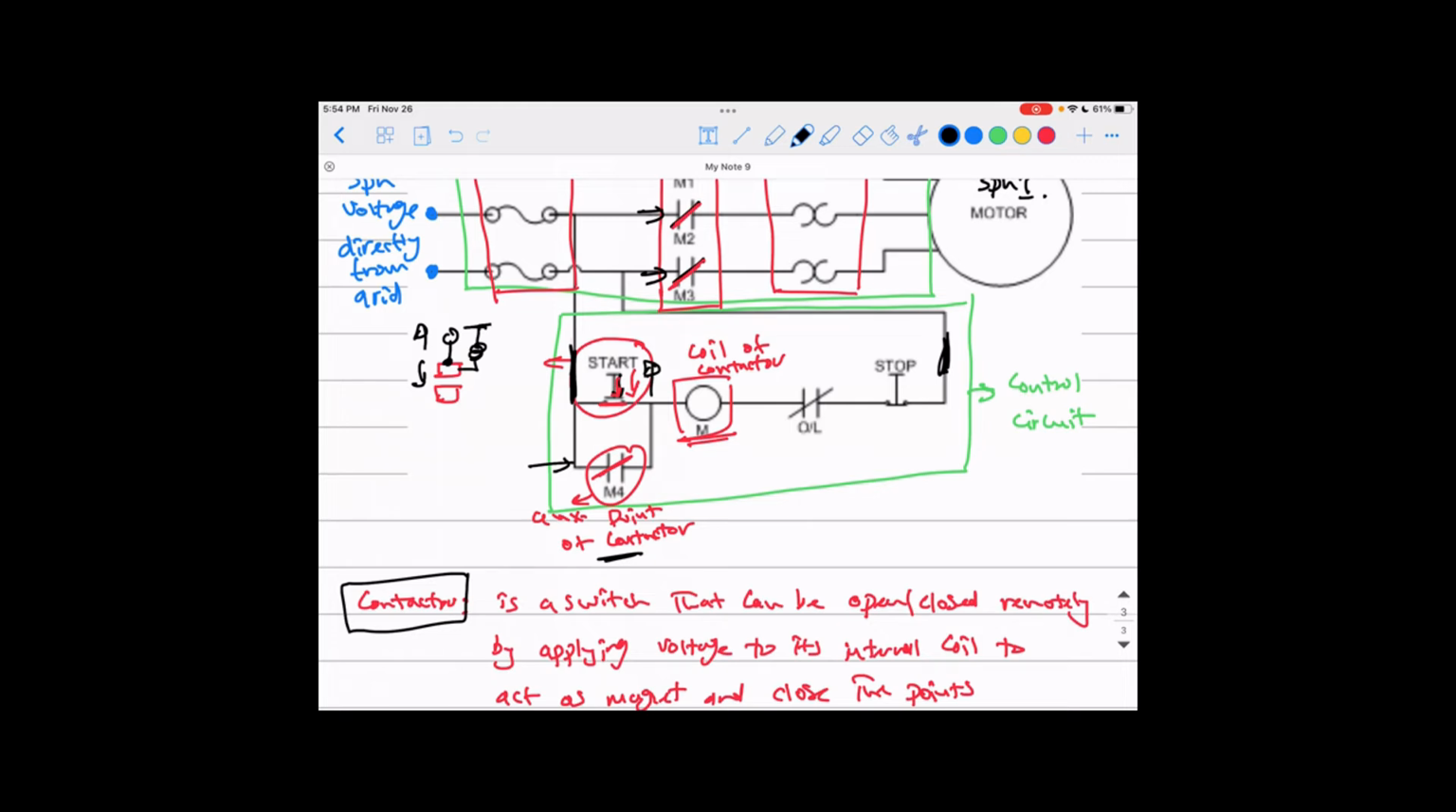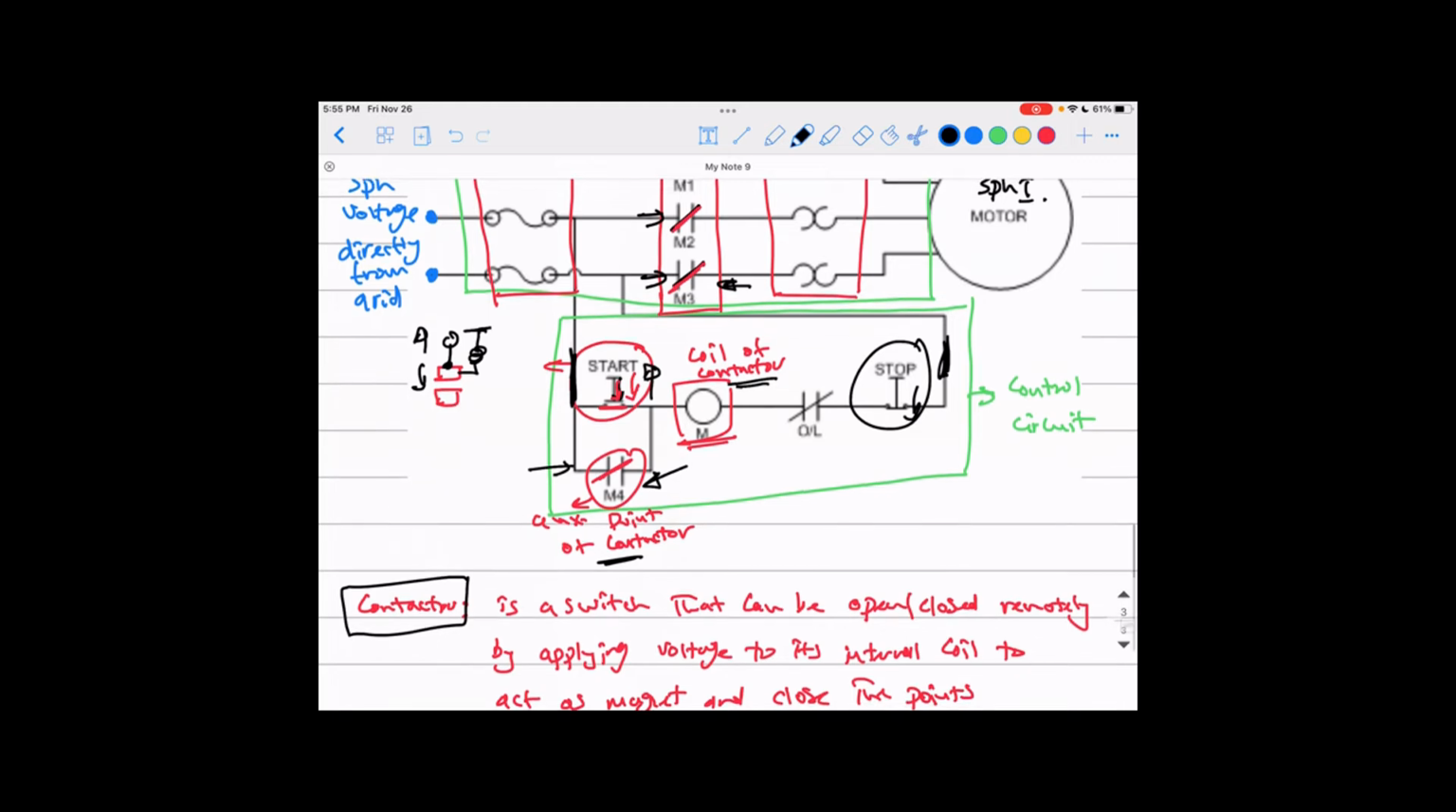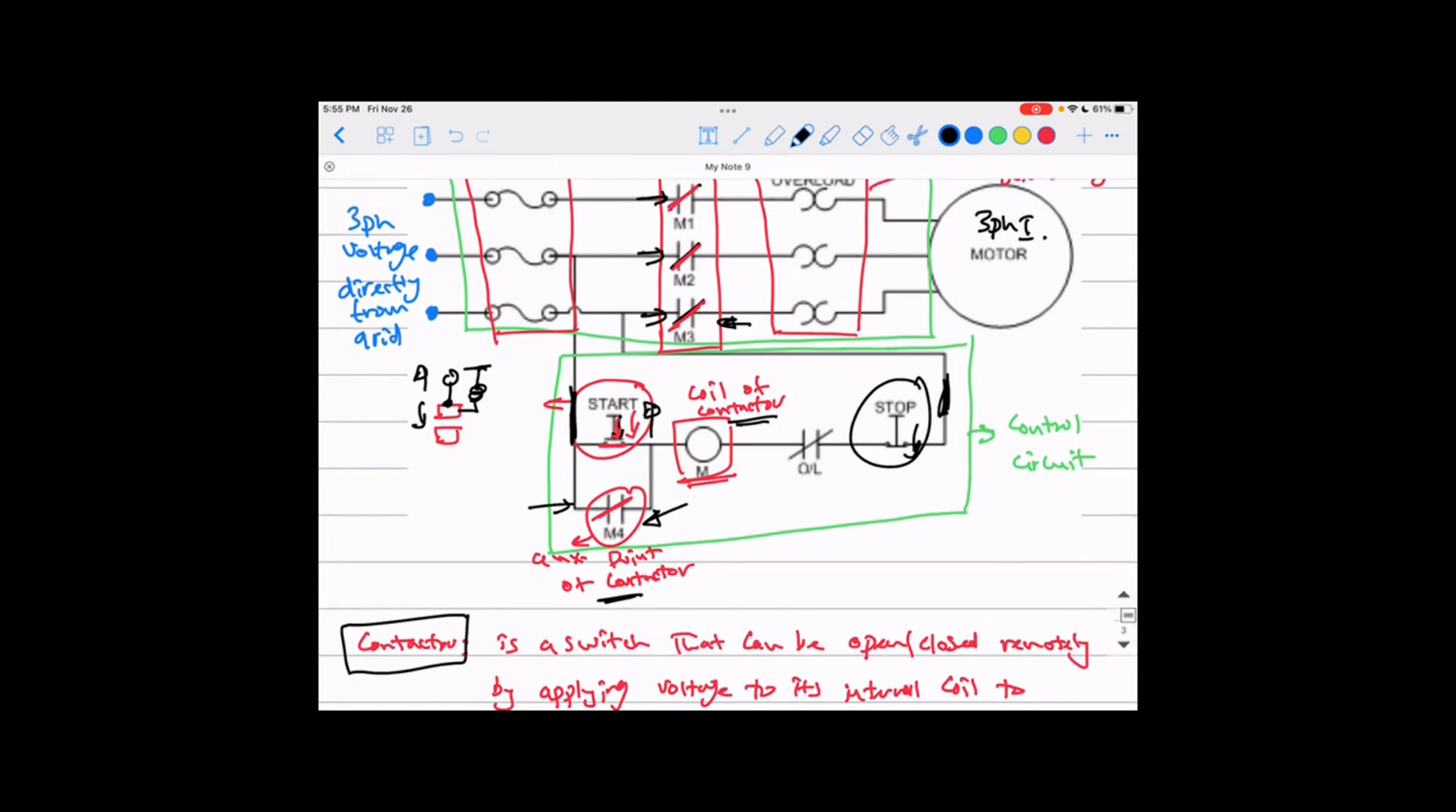Here's your stop button. Like I said, normally it's closed to keep the current moving. Once you push this down, you're opening the circuit. Once it's opened, you don't have any current going through the coil of the contactor, and that means it will open the three main points in the motor circuit, and it will also open this point here, and everything is dead. You don't have any current moving, so the motor stops. That's how you turn the motor on or off, with either the start button or the stop button.